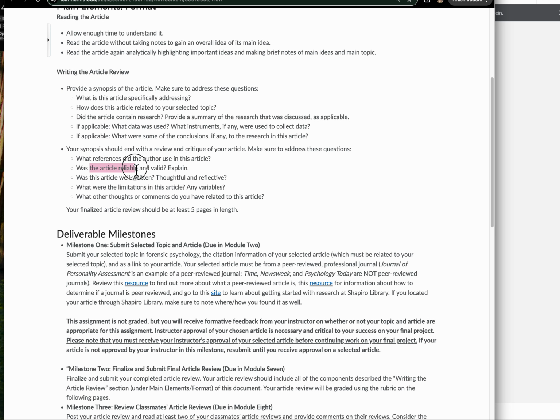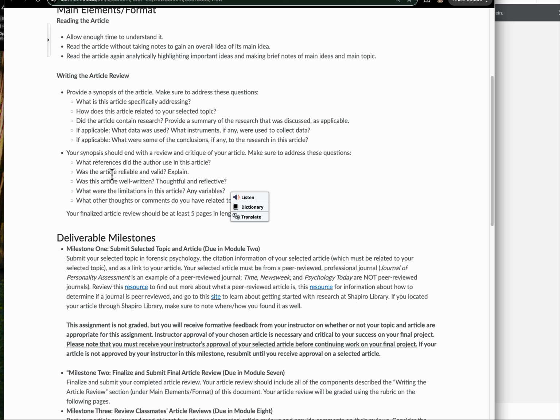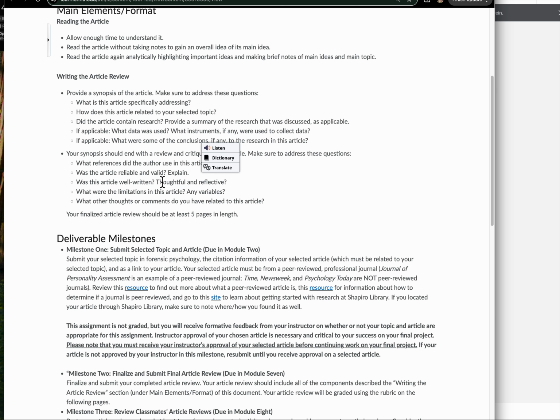And then, was it reliable and valid? Yes. Just explain here that because you used the Shapiro Library database and you found a peer-reviewed article, because of that process, it is reliable and valid. Was it well written? Of course it should be. I think that these are kind of silly questions. If we use the peer review process, they have to be well written, thoughtful, and reflective.